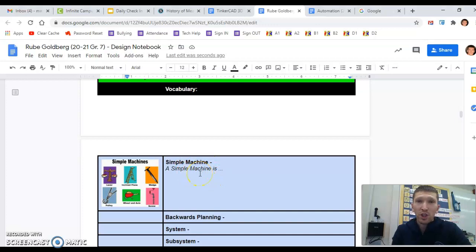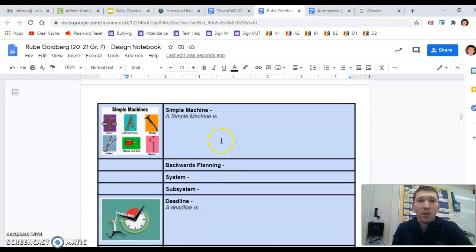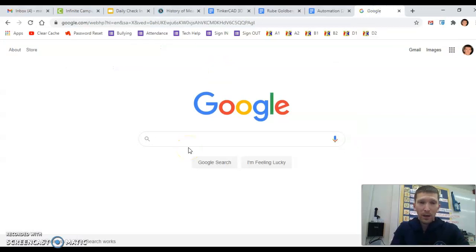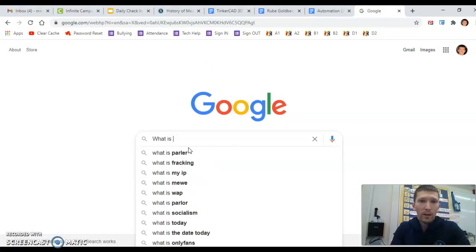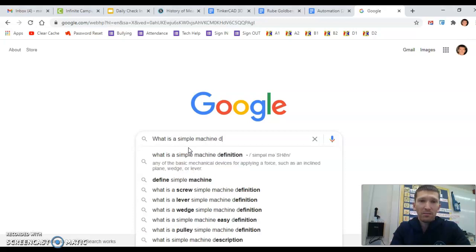So a simple machine, this is what we're going to be using for the Rube Goldberg project, and you need to look up the definition of a simple machine. What is it? And so again, don't just copy and paste from Google. It should be something in your own words that you actually understand as we use it throughout the project. So I would go to Google if you're not sure what it means, and let's look up what is a simple machine definition.